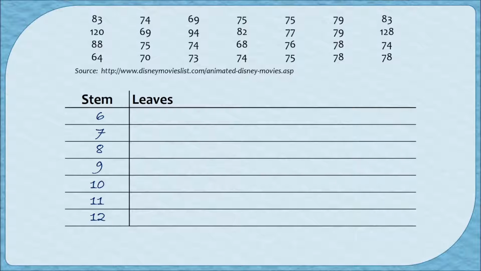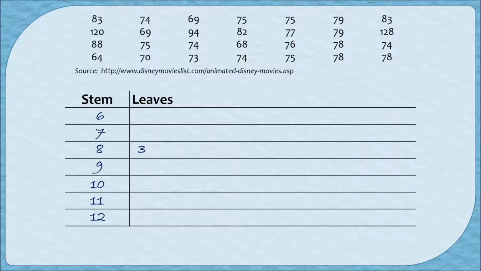My first data value is an 83. Remember, you can think of 83 as having a stem of 8 and a leaf of 3. To graph this number, I'm going to go in the row that has the same stem. So since 83 has a stem of 8, I'm going to go to the row that has an 8 in it, and I'm going to put the 3 in the leaves column. So that 3 that we see there represents the number 83.